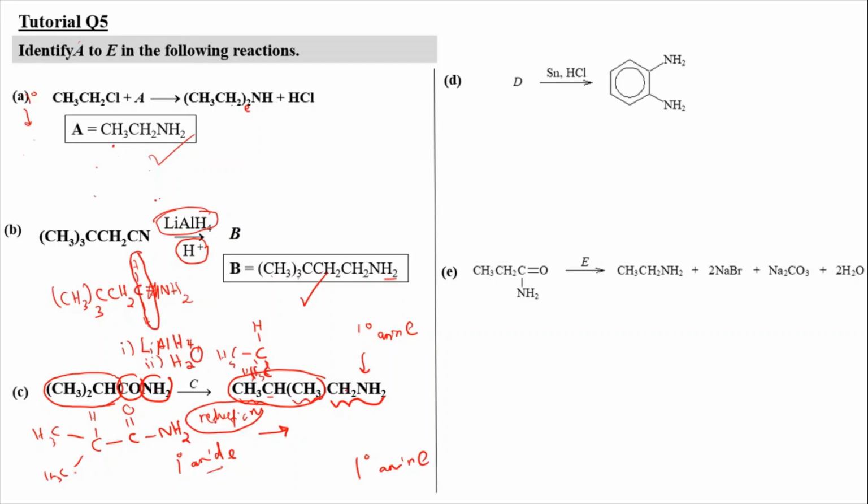And as mentioned, for the amide, we cannot write H3O+. We just write it as H2O. This is because the NH2 here is basic. When a base reacts with an acid, we're going to get a neutralization reaction instead of reduction. So what we need is a neutral solvent, which is water, not the acidified condition. So the answer here is going to be lithium aluminum hydride with water.